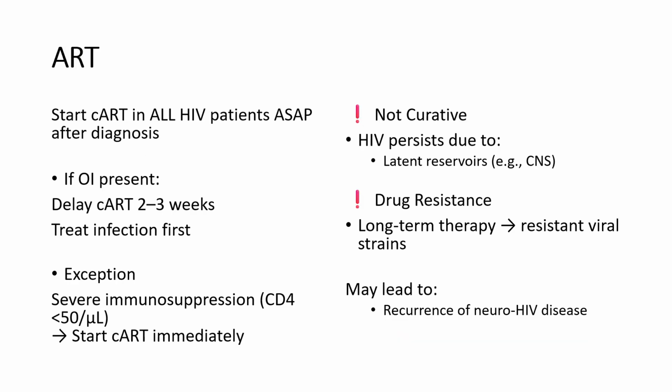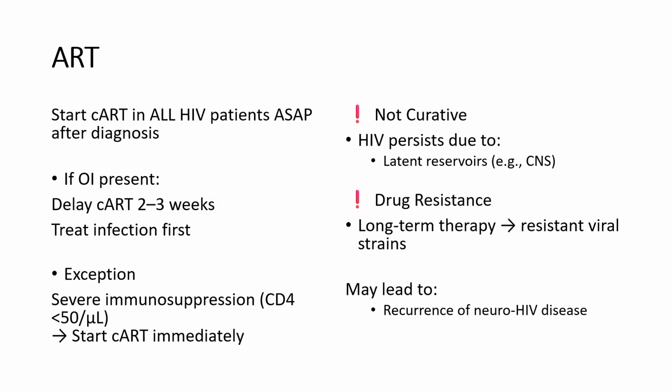Starting ART in all HIV patients as soon as possible after diagnosis is essential. If there is an opportunistic infection when the patient is diagnosed with HIV, then you should delay starting antiretroviral therapy by 2 to 3 weeks, because here you have to treat the infection first. Otherwise the patient may develop complications like immune reconstitution inflammatory syndrome.